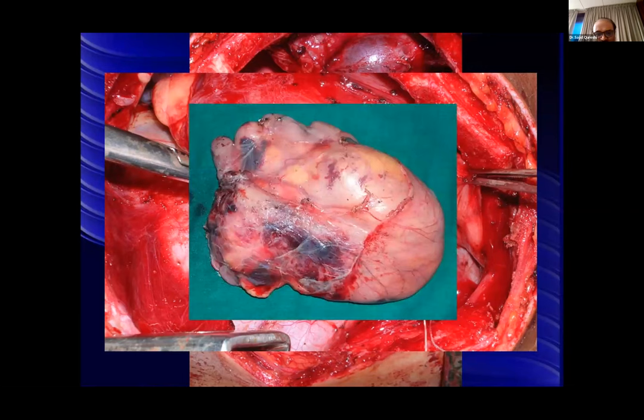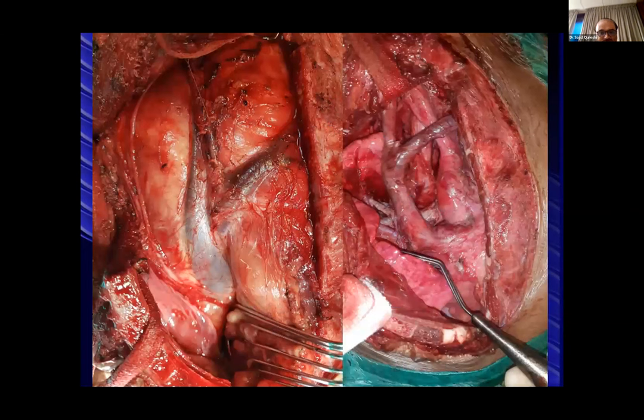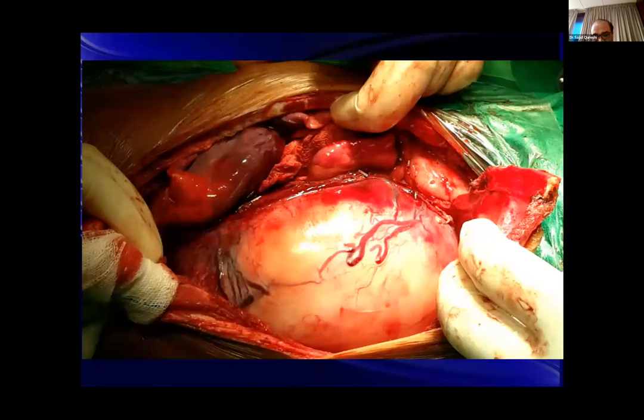This was a thymolipoma. There may be instances where the tumor is completely encircling the structures, the blood vessels. On the left side, that's the superior vena cava and the brachiocephalic vein, which are draped over the mass. By careful dissection, those vessels can be safeguarded. And if you notice very carefully on the left side, the phrenic nerve is also preserved in this case.